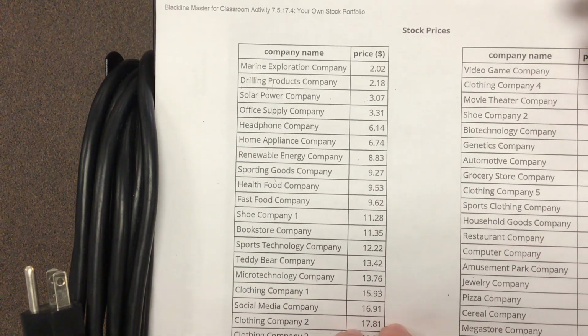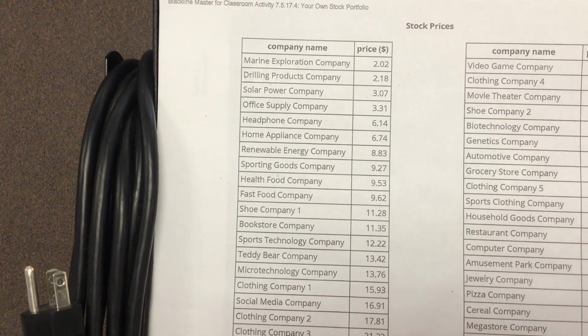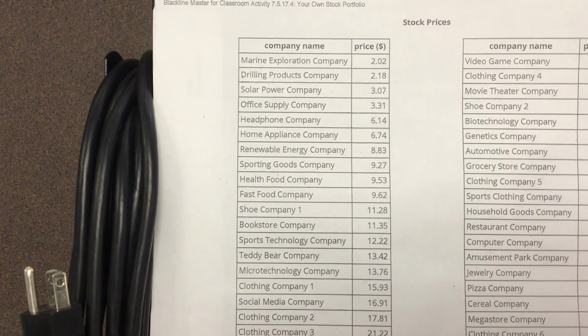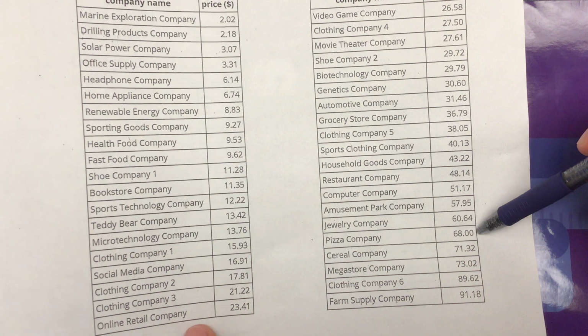Somebody. Oh, we already did the clothing company. One person. Pizza company. Mr. Scott, who do you want? Trey, you said pizza company? Yeah. All right, pizza company. $68 a share. That's pretty big. That's a lot of money.